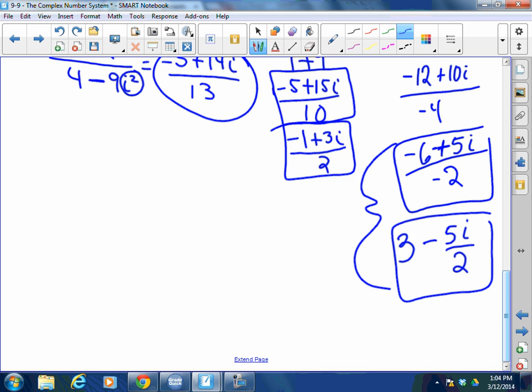What's 5 divided by a negative? It's negative, right? Because negative 6 divided by negative 2 is positive, but then 5i divided by negative 2 is negative 5i over 2. Because a positive divided by a negative is a negative.